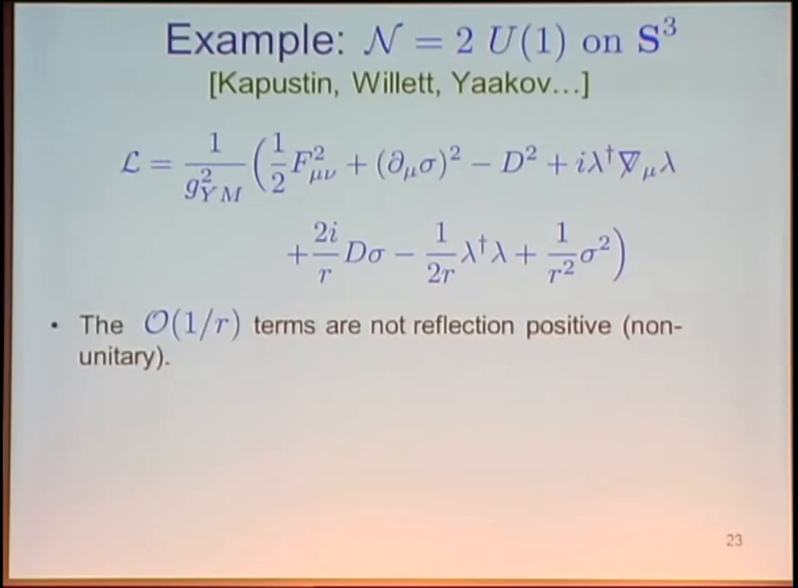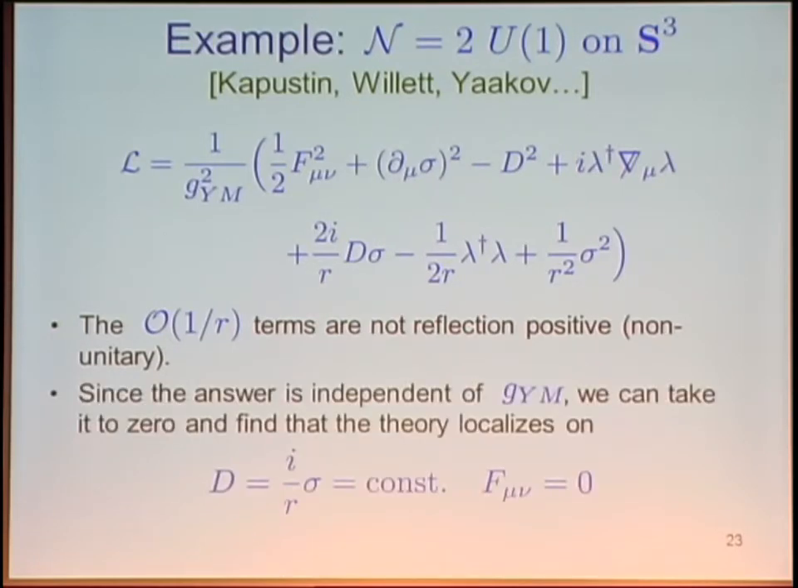And indeed, the order 1 over r terms are not reflection positive, as I warned you before. In fact, you can see the funny i here, which shouldn't be there in Euclidean space. So this term is offensive, and if you're careful with the reality, this bilinear term also has the wrong i to be a sensible mass term in 3 dimensions. But we don't care because we view that as a tool rather than a way of studying a unitary 3-dimensional theory. Now, the answer is independent of g Yang-Mills.